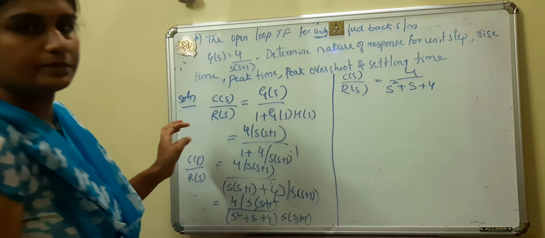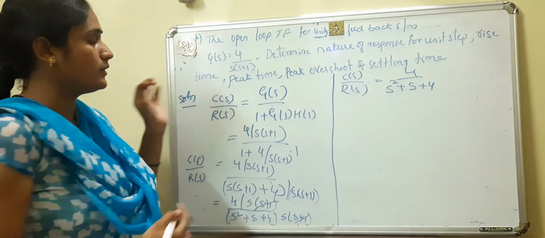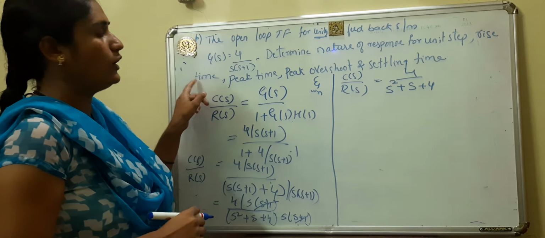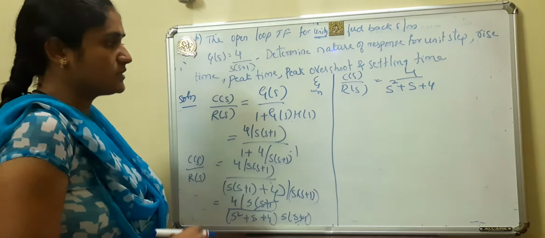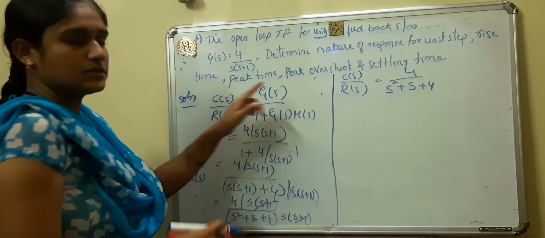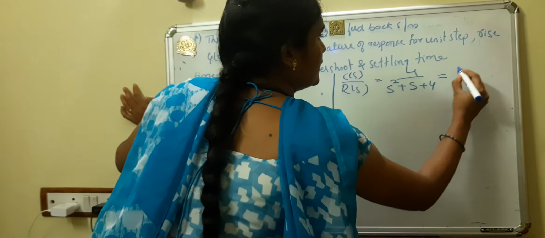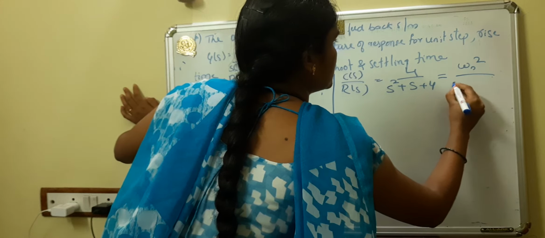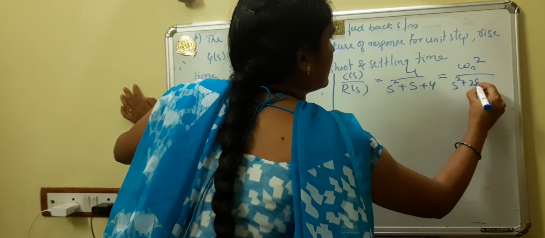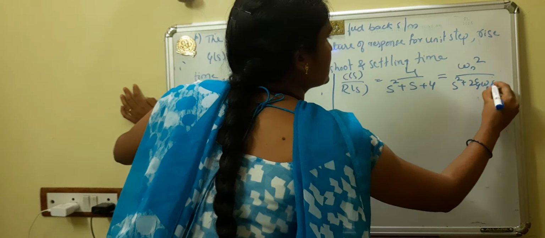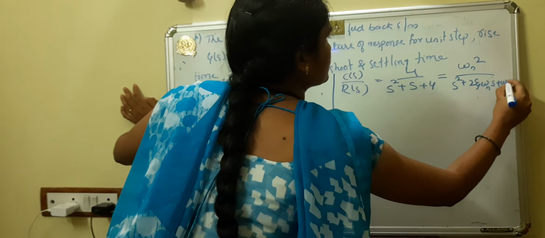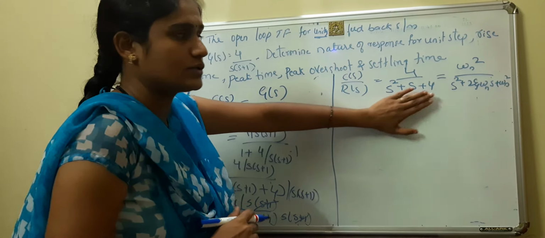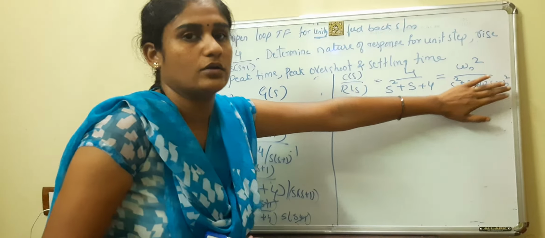In order to calculate the value of zeta, omega n, and the values for rise time and peak time, we have to compare this equation with the standard second order function, that is omega n square divided by s square plus 2 zeta omega n s plus omega n square. Okay, we have to compare this equation with the standard second order function.